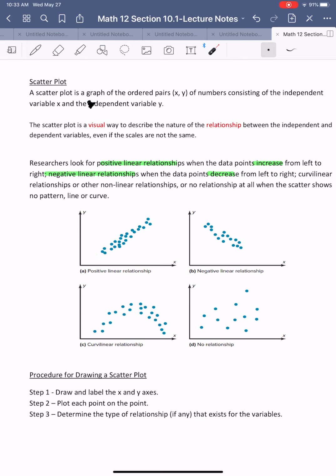The slope goes down, a negative linear relationship. This still makes a straight line, but this one is not a line at all, so we say curvilinear relationship. And this one, I don't see any relation among the ordered pairs, so we just say there is no relationship. Procedure for drawing the scatter plot: step 1, draw and label the x and y axes. Step 2, plot each point. Step 3, determine the type of relationship, if any, that exists for the variables.